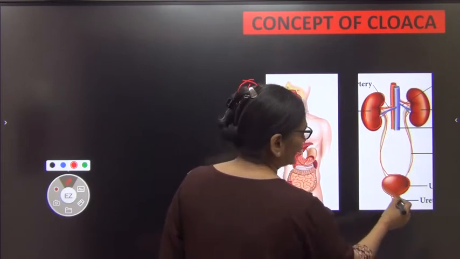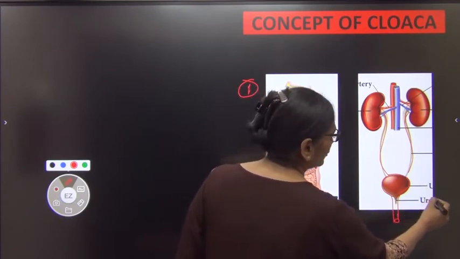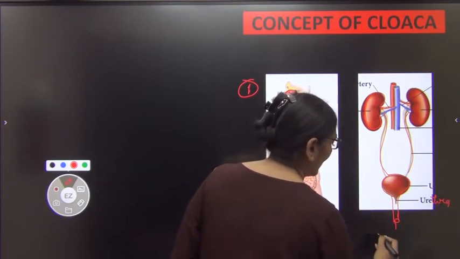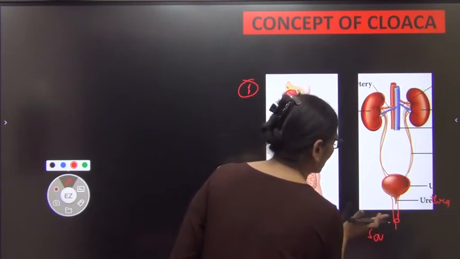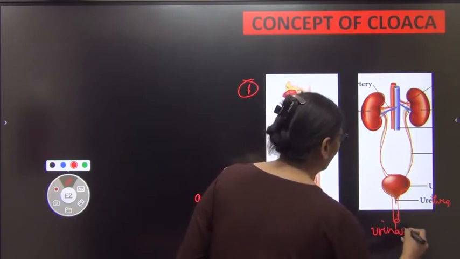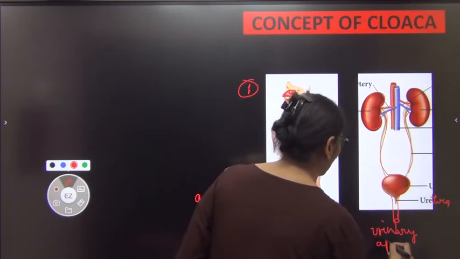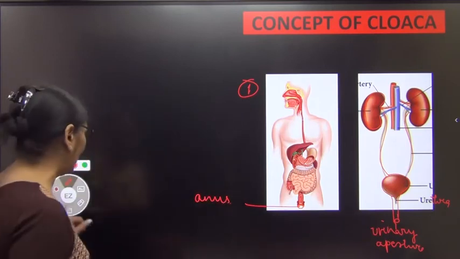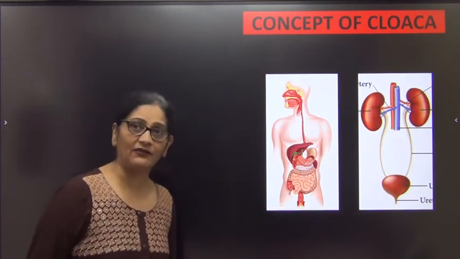You know, there is this tube-like structure called urethra. And this urethra opens to the outside through an aperture. This aperture is called the urinary aperture. Both the apertures are independent of each other. The anus is a separate aperture, the urinary aperture is separate. Not only that, there is a third system I will show you.